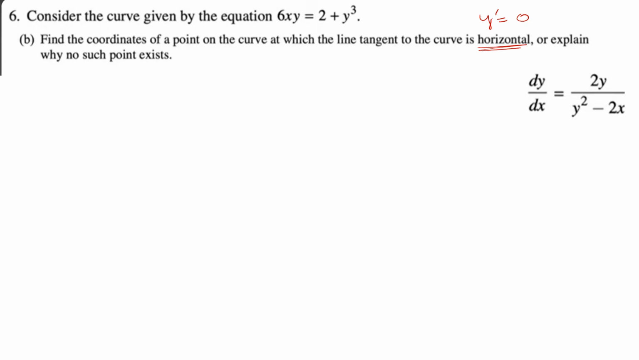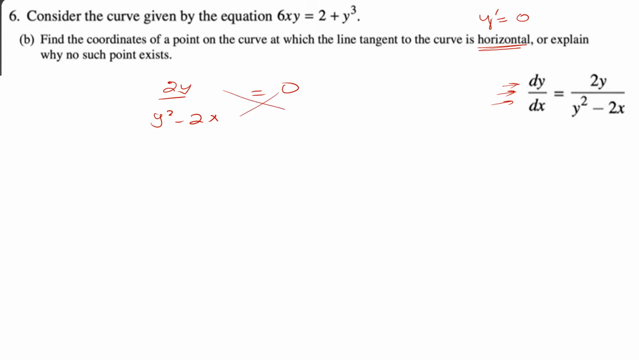So first of all, you have to solve for the derivative and make it equal to 0. So from the first part, they already gave us that dy/dx equals 2y over y^2 minus 2x. So I can write 2y over y^2 minus 2x equals 0. Now cross multiply.